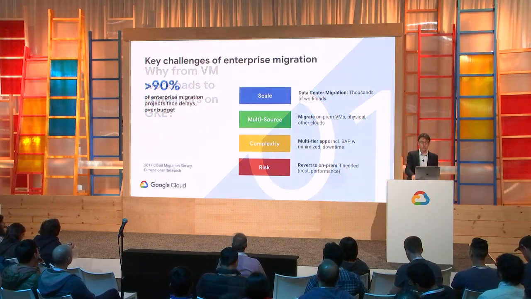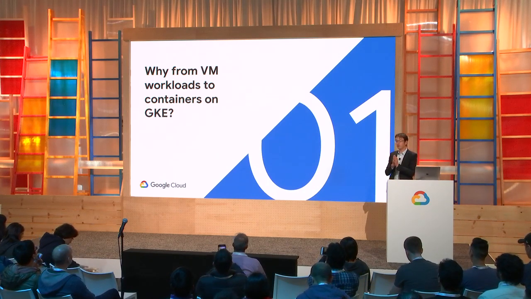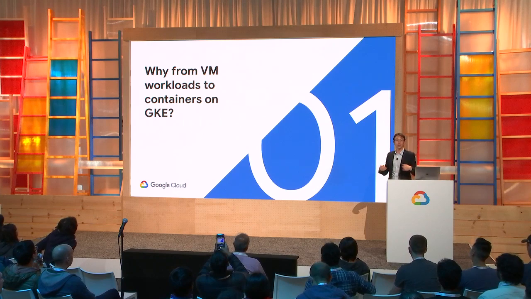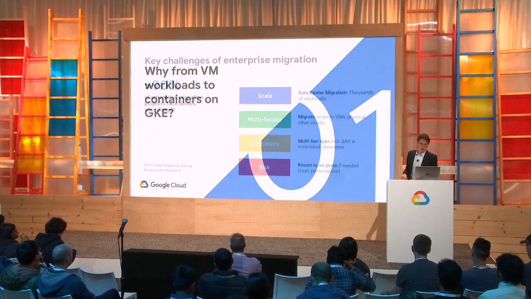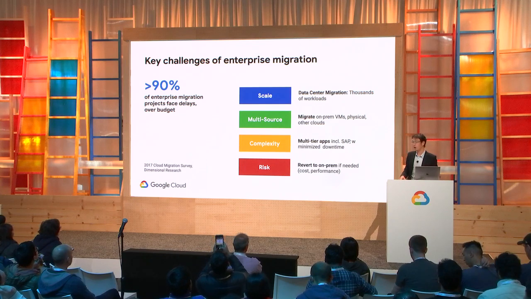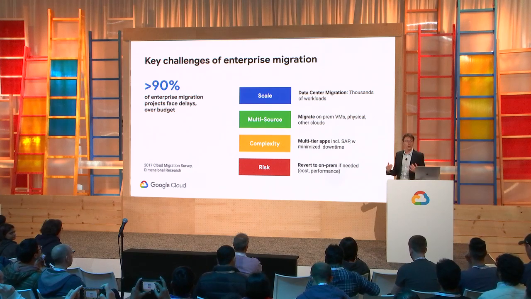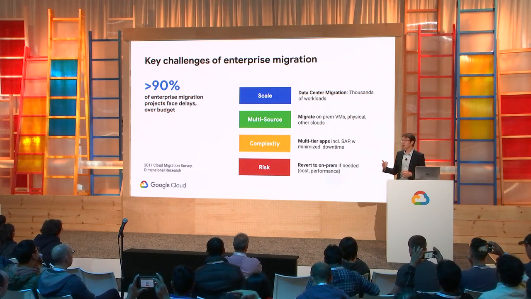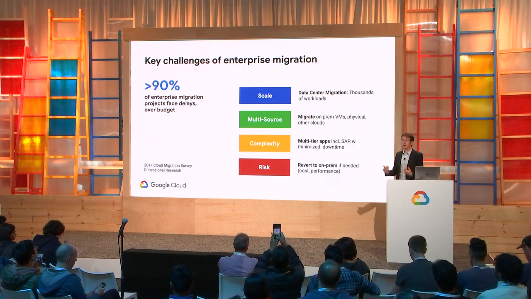So without further ado, why do we want to move VM workloads to run as containers on GKE? Why is it compelling? First of all, migration is a difficult task. Migration is hard. Most enterprises trying to migrate realize how difficult it is. They face delays, budgets, and stuff like that. So it's a hard thing to do.